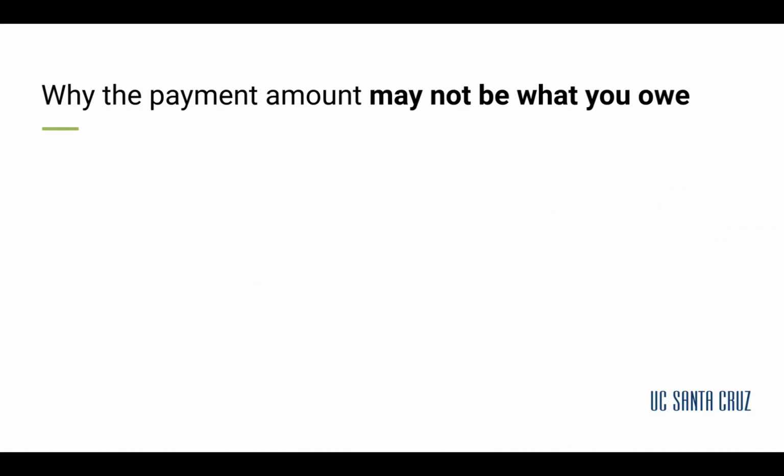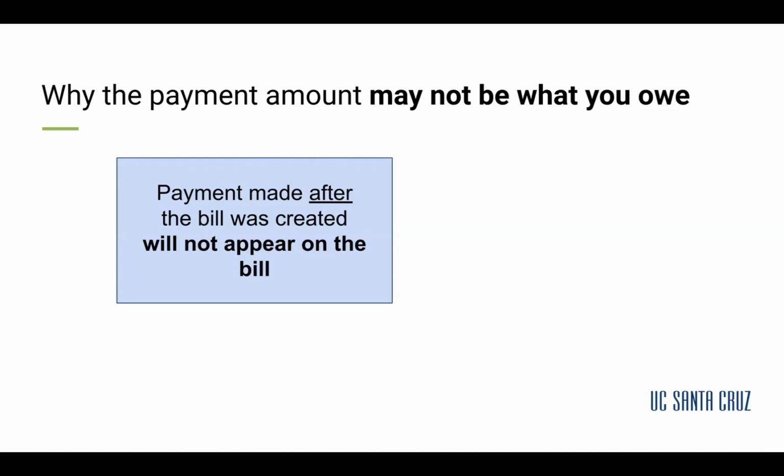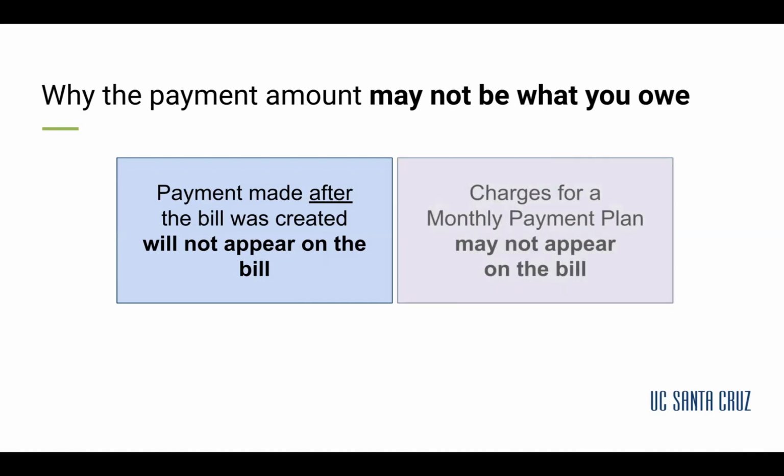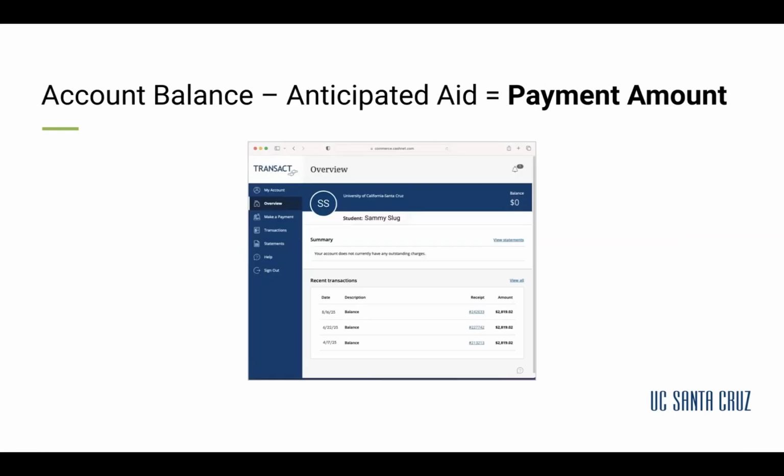Awaiting a financial aid disbursement is just one reason the payment amount on the bill may not be the amount that you currently owe. If you make a payment after the bill is created, the payment will not be deducted from the amount owed on the bill, so it may look like you owe more than you should. If you set up a monthly payment plan, a bill may not include future dated charges for on-campus housing and meal plans. The easiest way to determine the amount to pay is to log into UCSC eBill ePay, look at the account balance, and subtract any anticipated financial aid from the most recent bill.